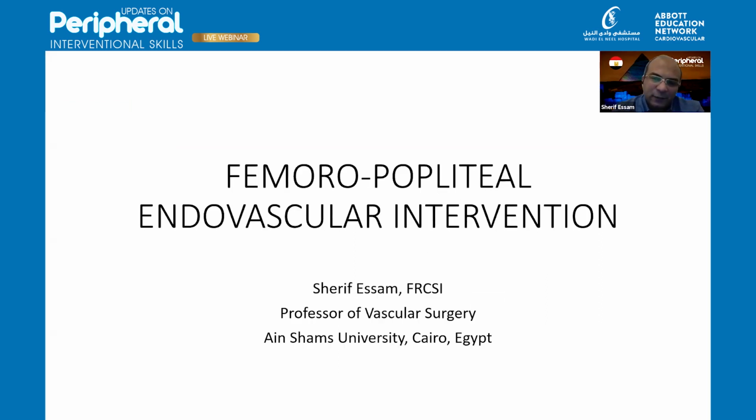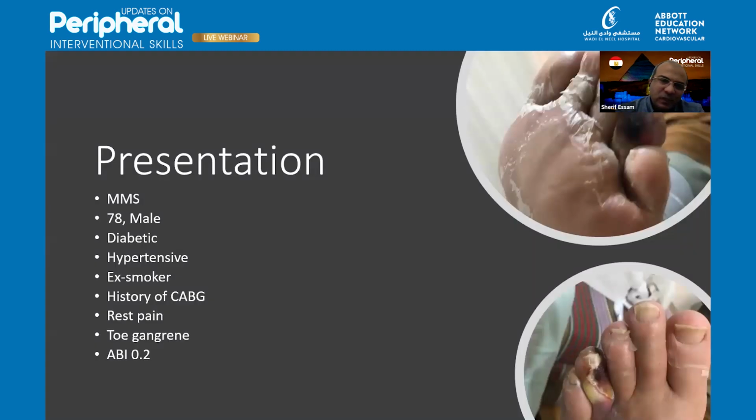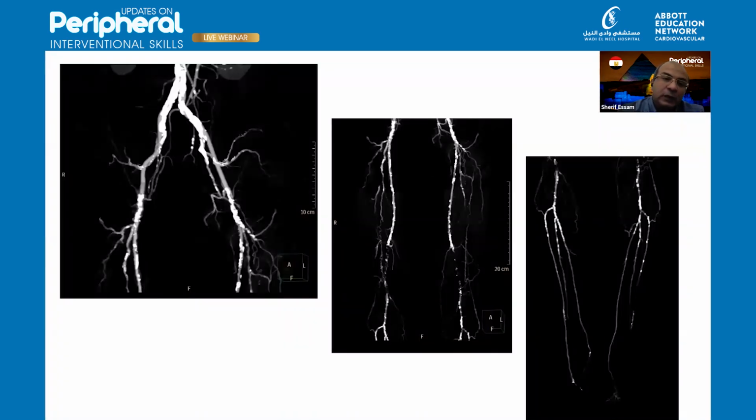That's a femoropopliteal endovascular intervention. This is the patient's presentation. This is a 78 years old male, diabetic, hypertensive, ex-smoker. He has a history of coronary artery bypass grafting. He presented with toe gangrene, left fourth toe gangrene, with rest pain, and his ABI was 0.2.